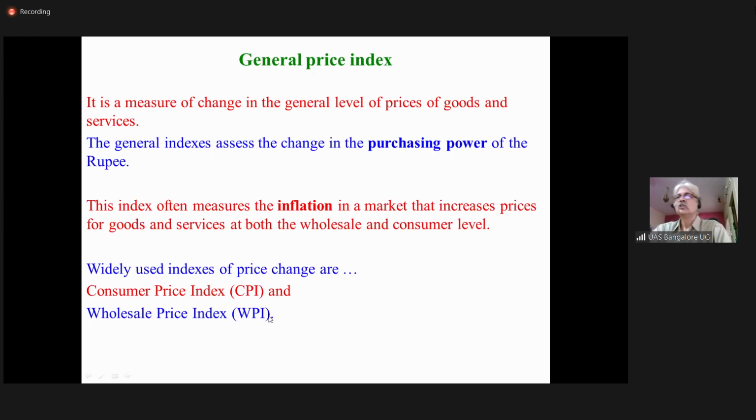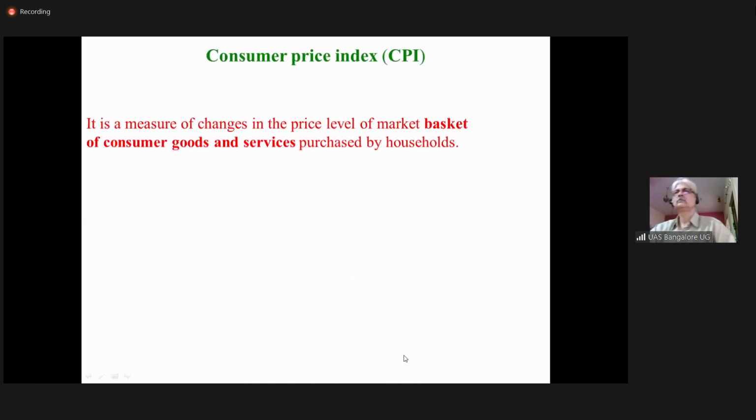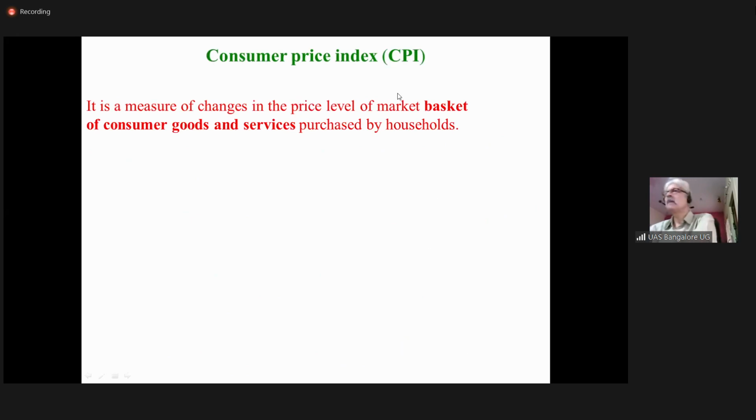Okay, so earlier the inflation was measured, it was expressed based on WPI, but since 2014 it has been changed from wholesale price index to consumer price index. Okay, so consumer price index is a measure of changes in the price level of market basket of consumer goods and services purchased by households.